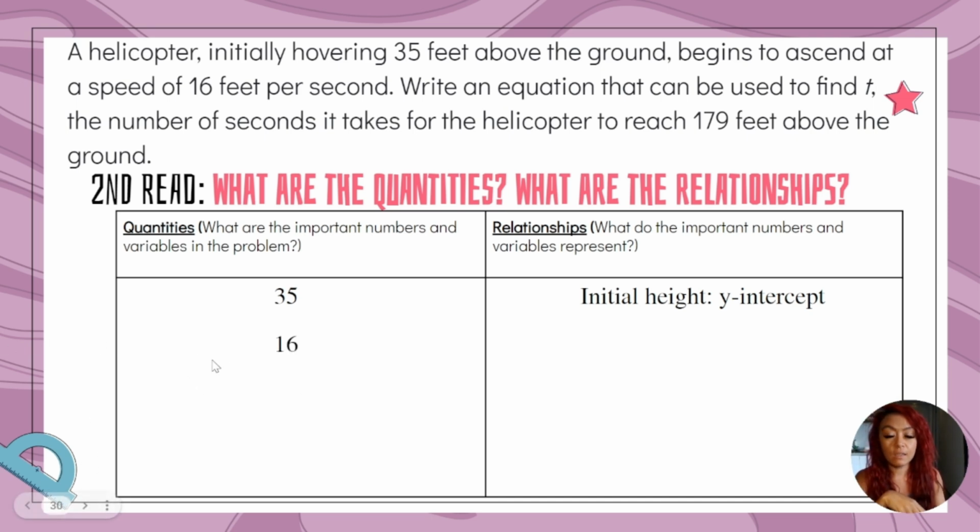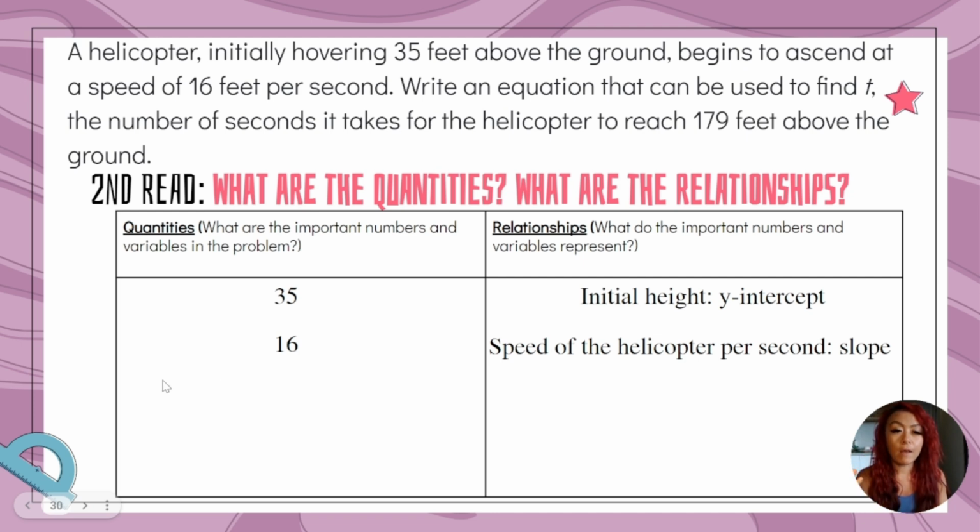Next, we have 16. That represents the speed of the helicopter per second. So that's your rate of change, which is going to represent our slope. Again, these two elements are going to be super important when writing our equation.